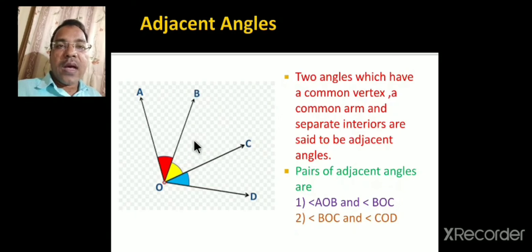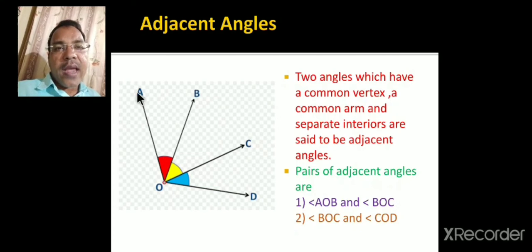So these are two adjacent angles. Similarly, angle BOC and angle COD are also adjacent angles because their vertex O is common, side OC is common, and interiors are totally different. So these are adjacent angles.